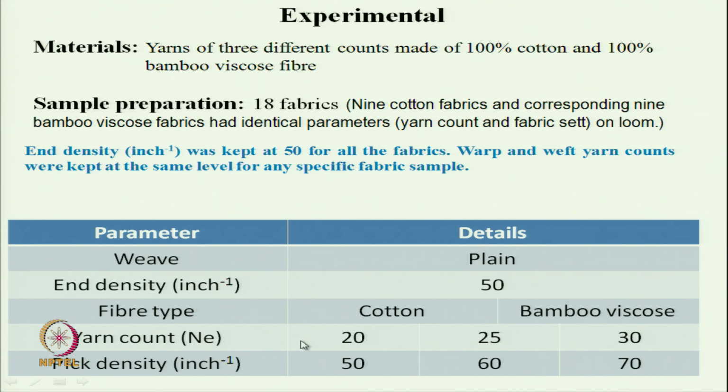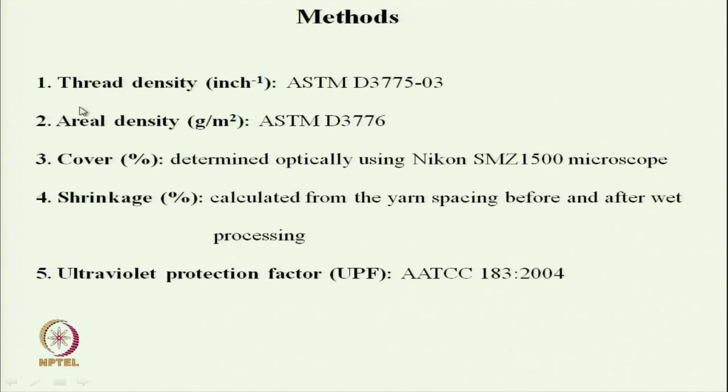So, English count 20, 25, 30, fabrics were produced with ends per inch 50 and picks per inch varied: 50, 60 and 70. Same parameters were kept for both cotton and bamboo. Thread density, areal density, cover percent, shrinkage percent and UV protection factor were measured.